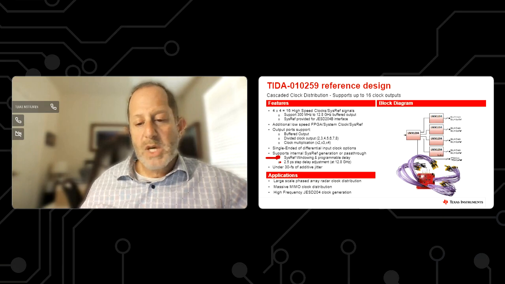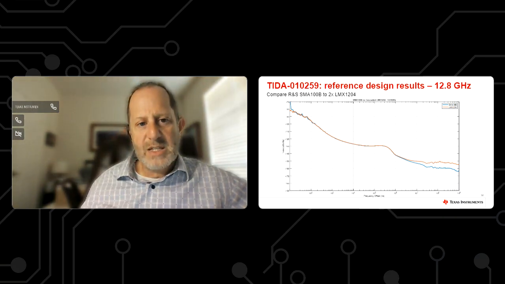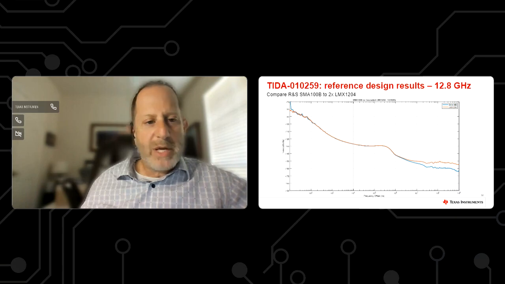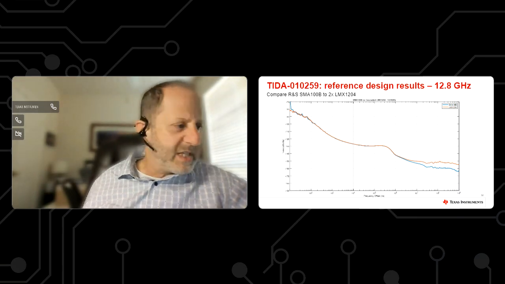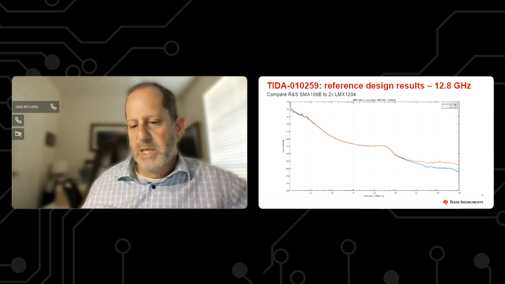And I'll show you the performance here that's very impressive. This is comparing the 2x channels or the cascaded LMX1204, so basically 2 layers of the LMX1204. And I'm comparing that to basically the best signal generator piece of test equipment that I can get my hands on, which is the Rohde & Schwarz SMA100B. Comparing that, really no noticeable degradation out to about a megahertz offset between those 2 approaches.